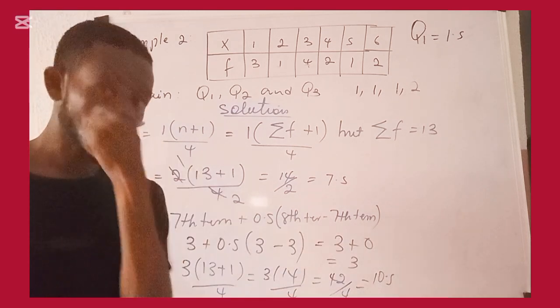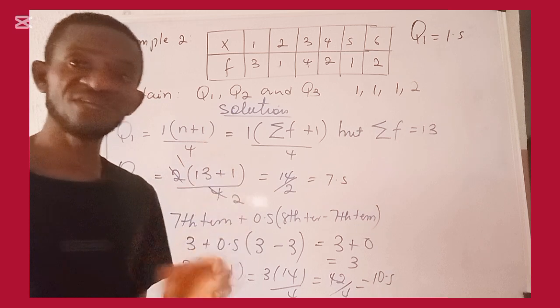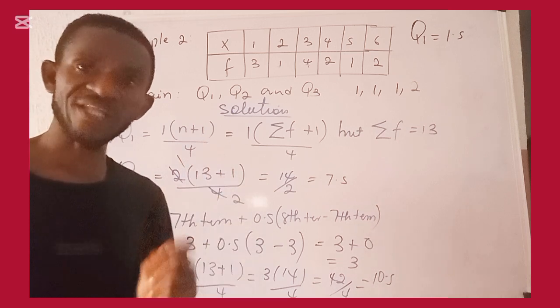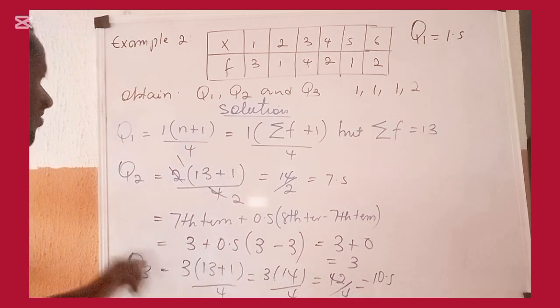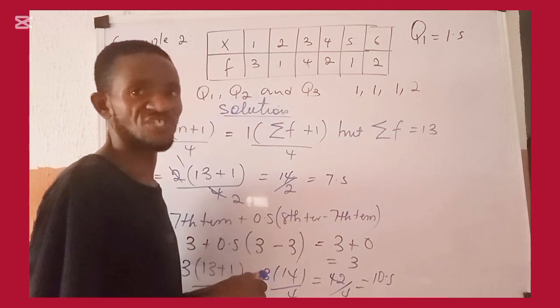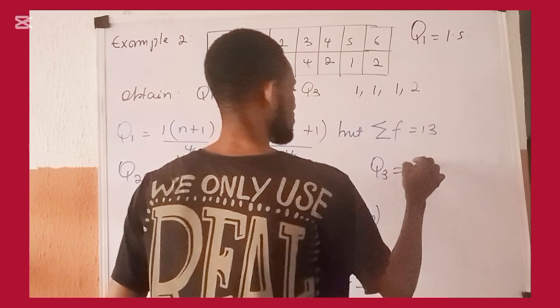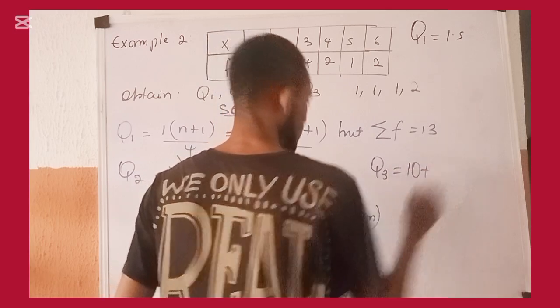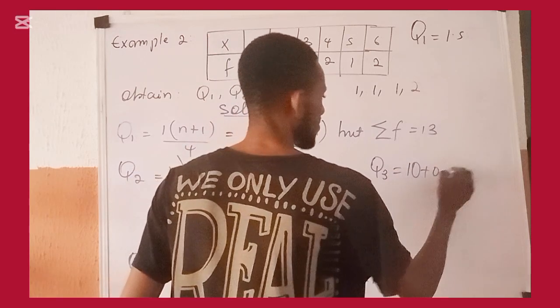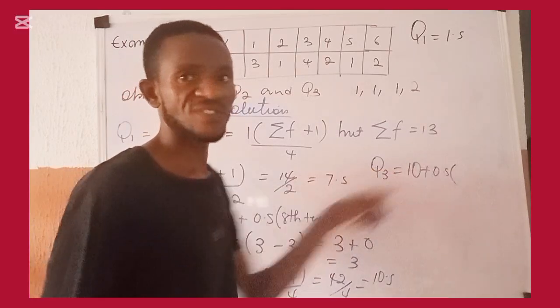10.5 is not your Q3. Instead, 10.5 is simply what is going to assist you correctly find the value of Q3. So this 10 is referring to the 10th position. So which means our Q3 now is going to be 10th term plus. The fraction here is 0.5. It is going to be 11th term minus 10th term.